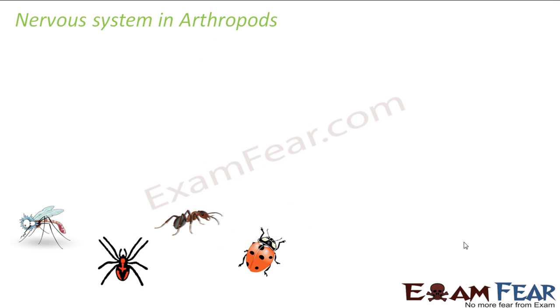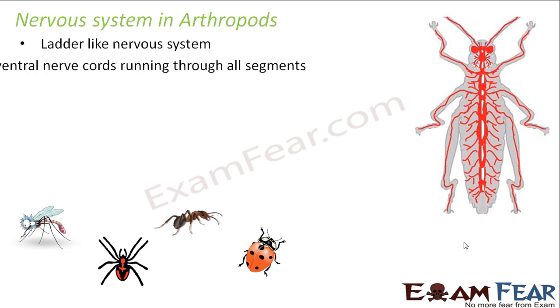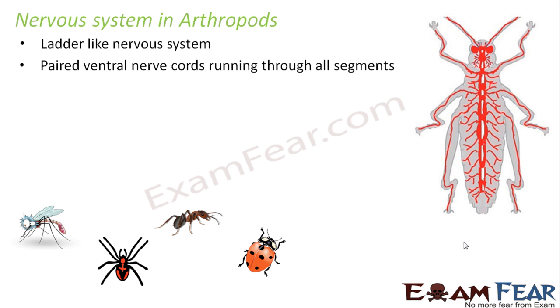Let us go ahead and talk about arthropods. Arthropods, that is the organisms with jointed legs. So insects fall under this category. So what kind of a nervous system do they have? They also have a ladder-like nervous system. So by now you know what is ladder-like. I mean the nerve cords and the transverse nerves are connected in such a way that they give the appearance of a ladder. So this is how it looks.